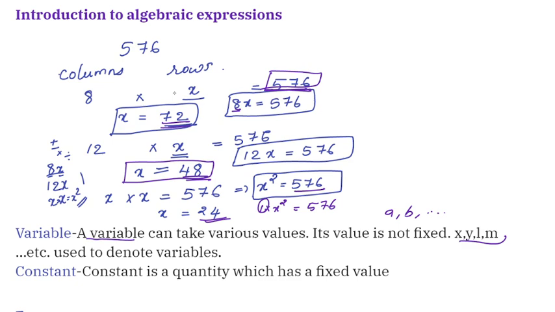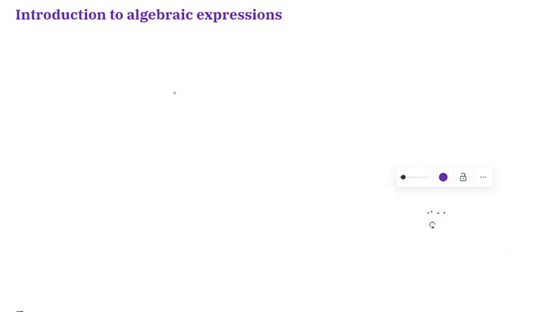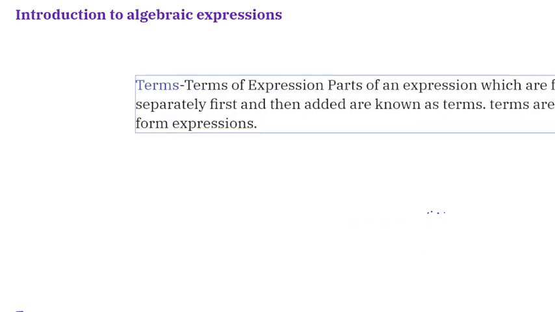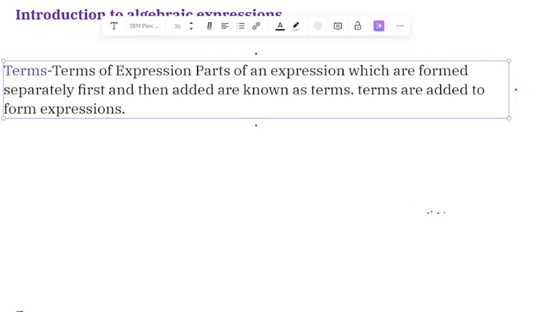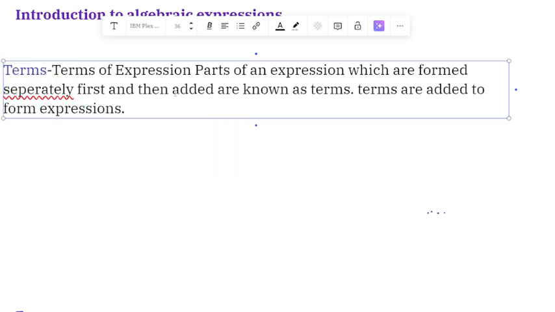Now let's learn about the terms and coefficients of algebraic expression. Okay, what is a term? So terms of an expression are the parts of an expression which are formed separately first, and then added. So we have already seen that, right?